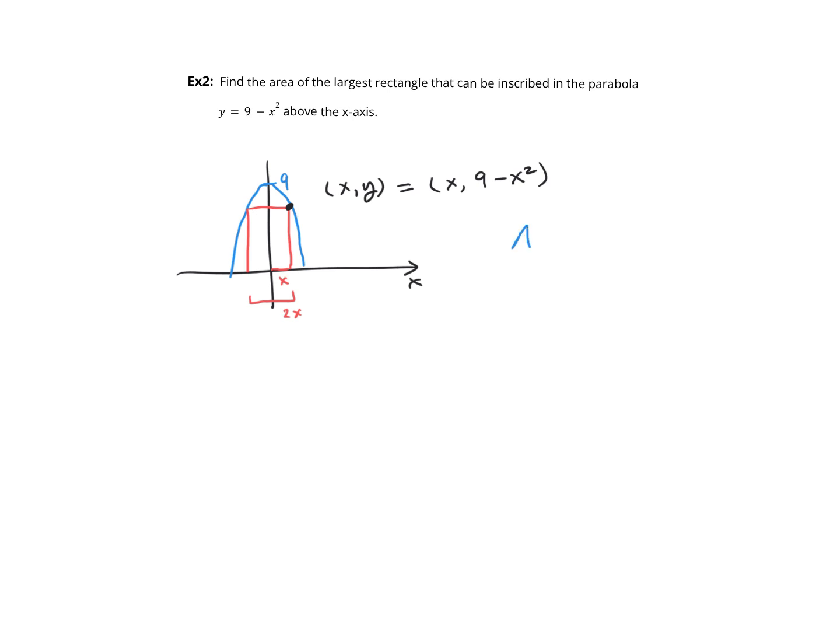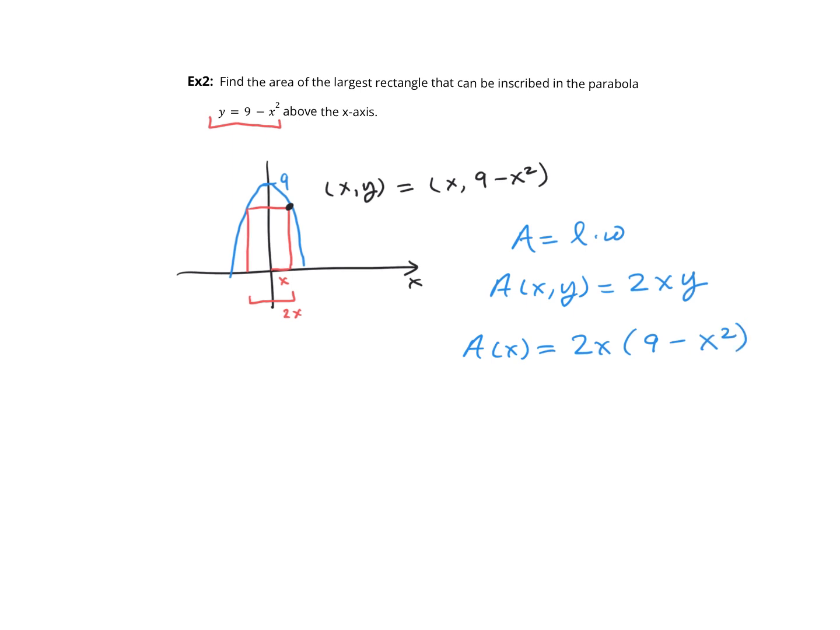So the area for this rectangle we know is length times width. And so for our problem, again, being a function of two variables, the area as a function of both x and y is going to be 2 times the x-coordinate times the y-coordinate. And then we know that we can replace our y with the algebraic formula y equals 9 minus x squared. So the area function as a function of x is 2 times x times 9 minus x squared.